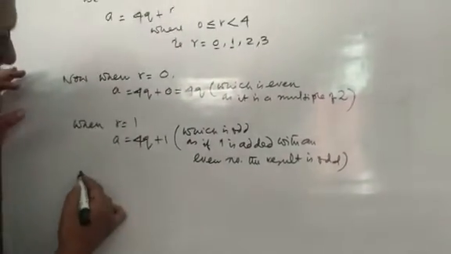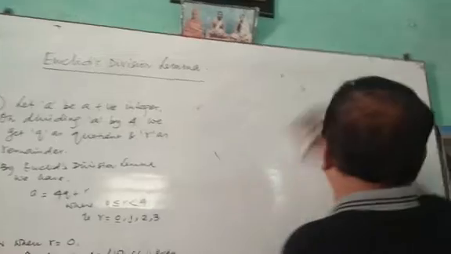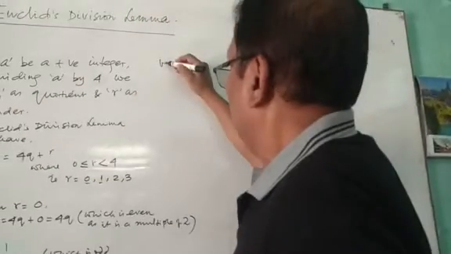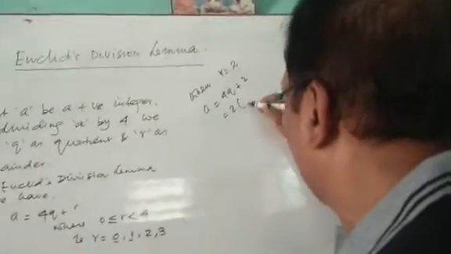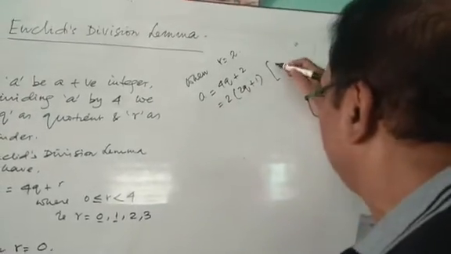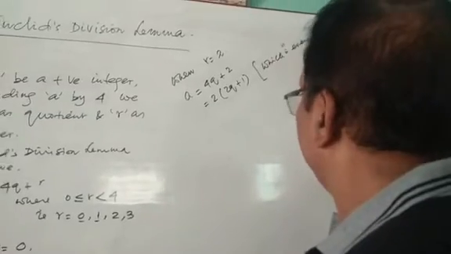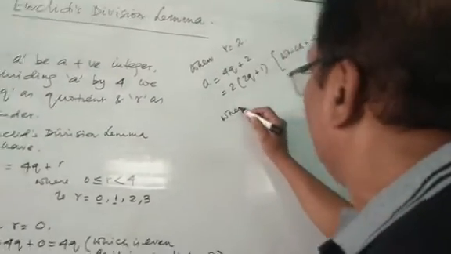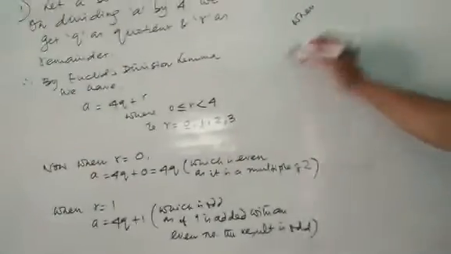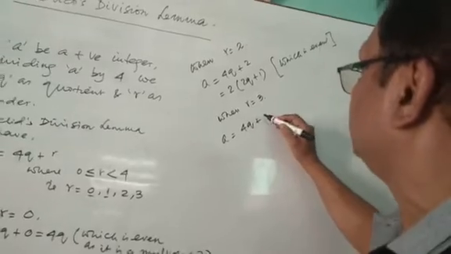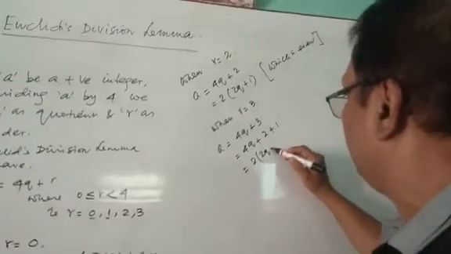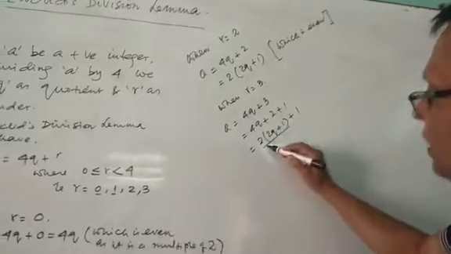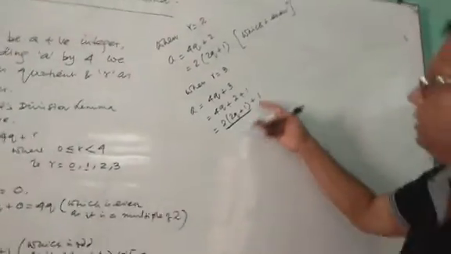Now the third remainder is 2. Third case, when r equals 2, we write a equals 4q plus 2. We take 2 as common, 2 times (2q plus 1), which is even. And when r equals 3, the last remainder we are taking, then a equals 4q plus 3, or we can write 4q plus 2 plus 1, or 2 times (2q plus 1) plus 1.